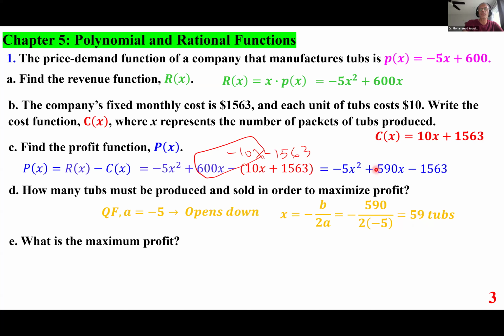We go to the profit function and replace the x with 59. Minus 5 times 59 squared plus 590 times 59 minus 1,563, and we do the math, it becomes 15,842.